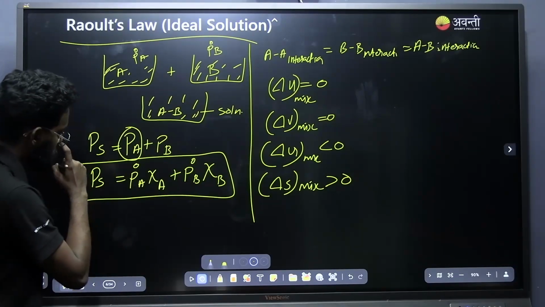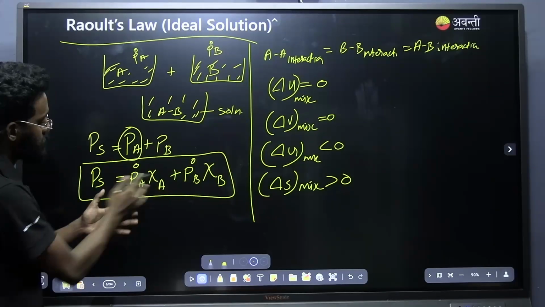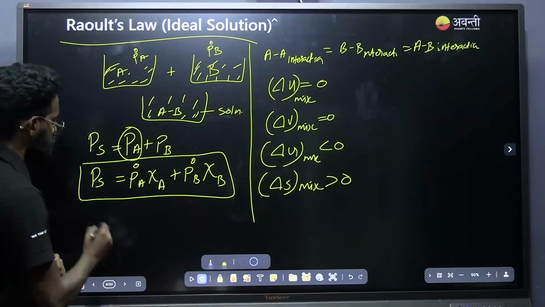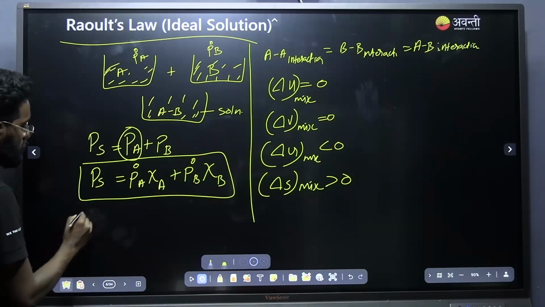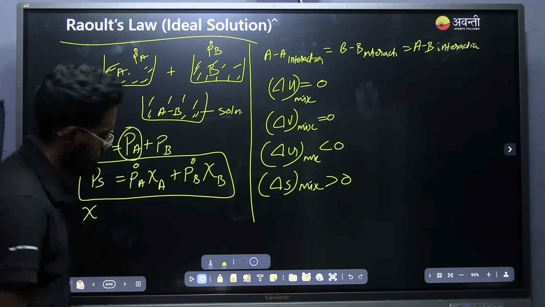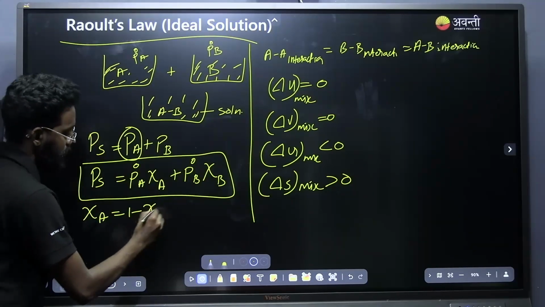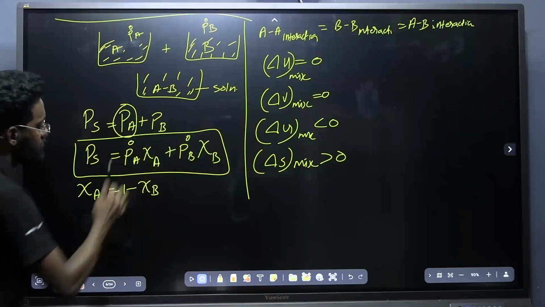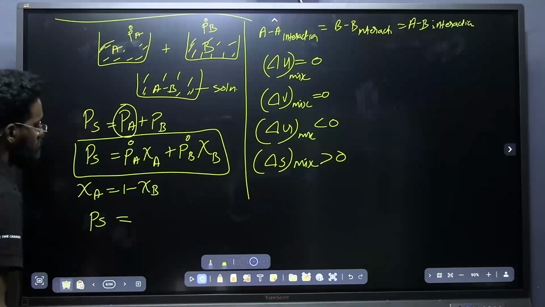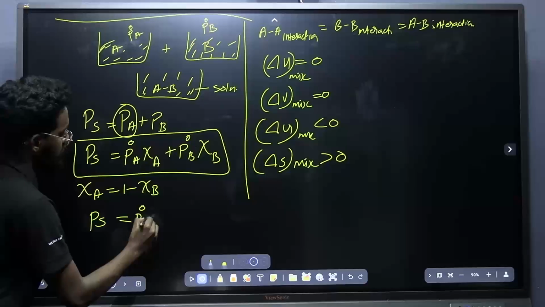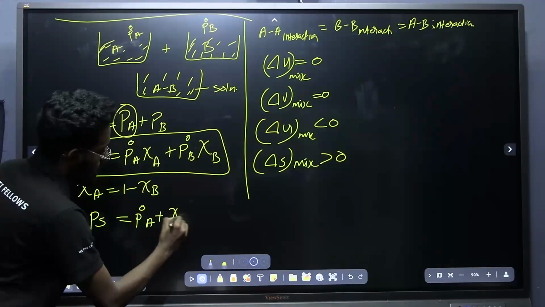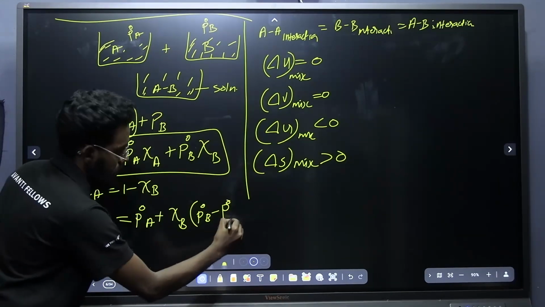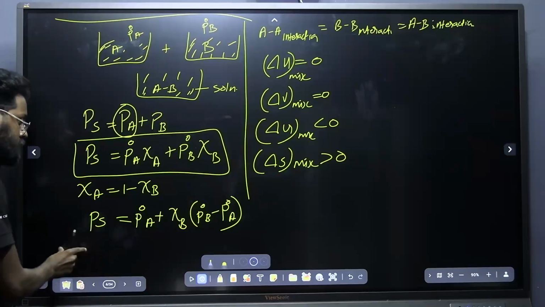Now my question is, how can we make one more equation with respect to any one of the mole fractions? If I am using any one of the mole fractions, what will the equation be? We all know that chi A is equal to 1 minus chi B. By applying chi A is equal to 1 minus chi B, I will get the total vapor pressure of the solution is equal to P naught A plus chi B into P naught B minus P naught A. Okay, this is one more equation.